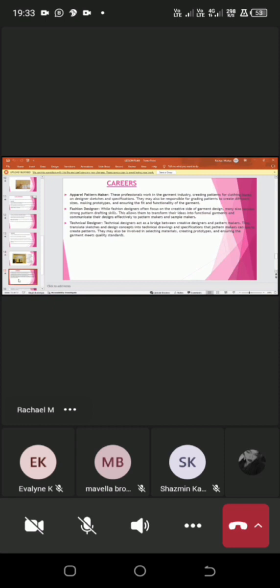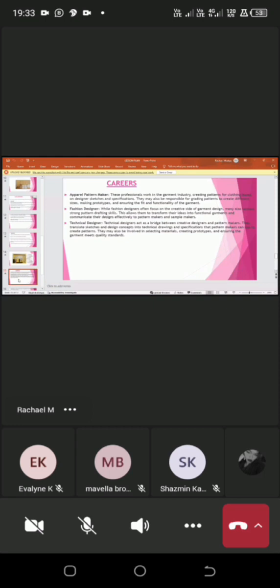You can become an apparel pattern maker, okay? So these are professionals in the garment industry. Their work is to create patterns for clothing based on the design sketches and specifications. They may also be responsible for grading patterns, just to create different sizes, making prototypes, and ensuring they fit and the functionality of the garment.